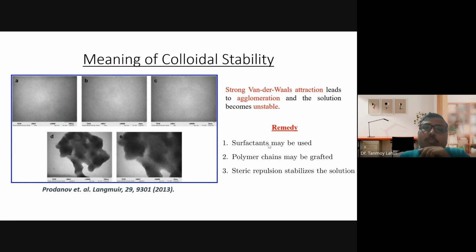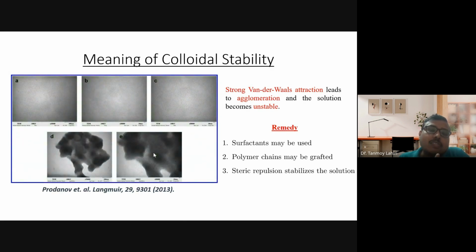So first of all, what is the meaning of colloidal stabilization? Nanoparticles or colloidal particles mean particles with a size, let's say, in the micrometer range. If they are dispersed in a solvent, strong van der Waals attraction creates agglomeration. That means the whole solution becomes unstable. As can be seen in the two figures below, the system has phase separated because the solvent and the solutes have separated from each other.